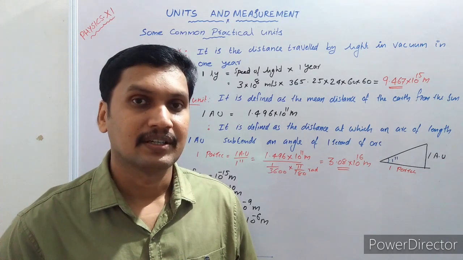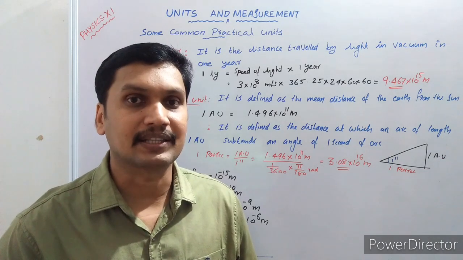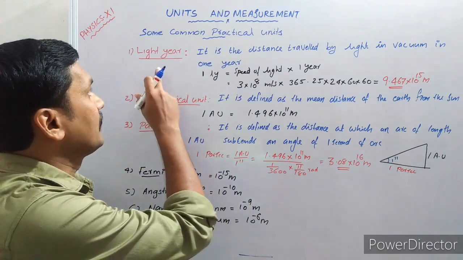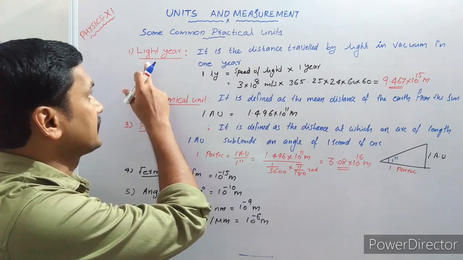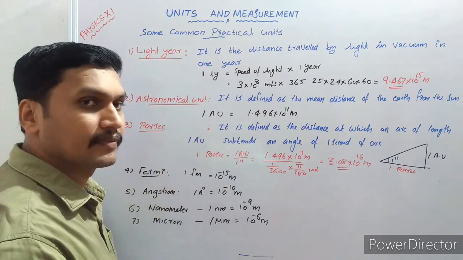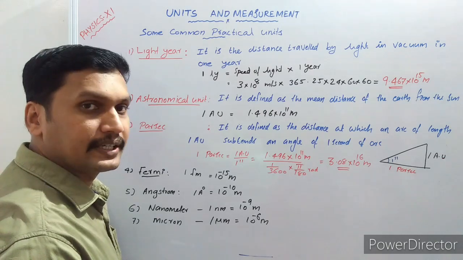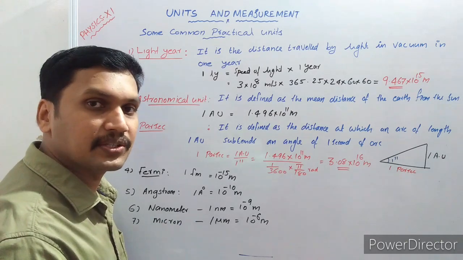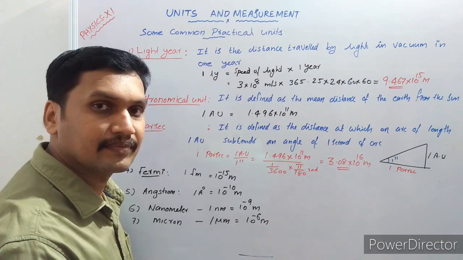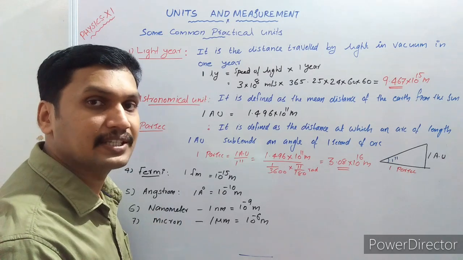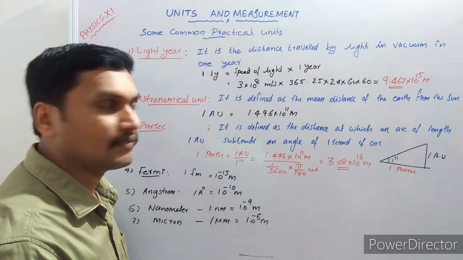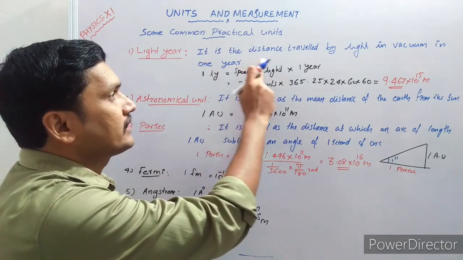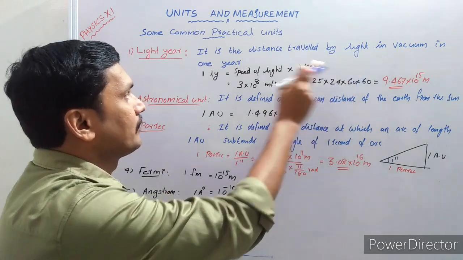First, we discuss some practical units of length measurement. One of the practical units of length measurement is the light year. You know that light travels a distance of 3 into 10 raised to 8 meter per second, that is, 3 into 10 raised to 8 meter in 1 second. So, the light year is defined as the distance traveled by light in vacuum in 1 year.